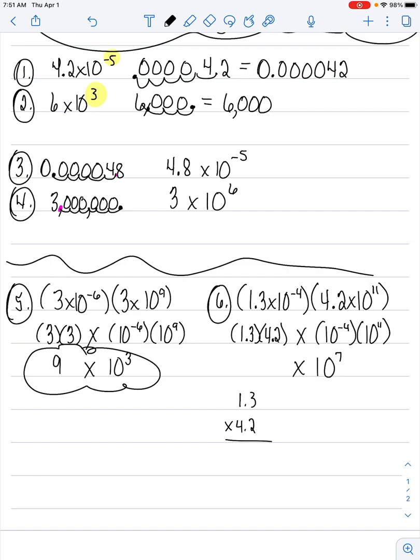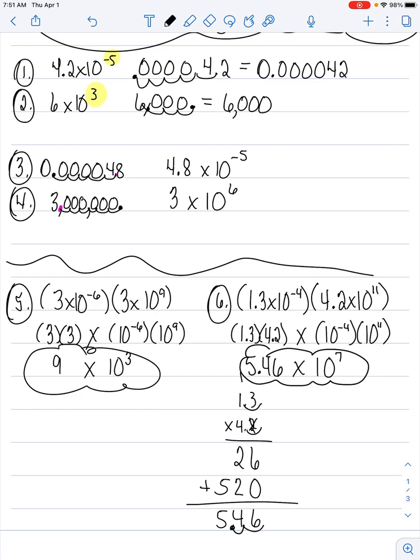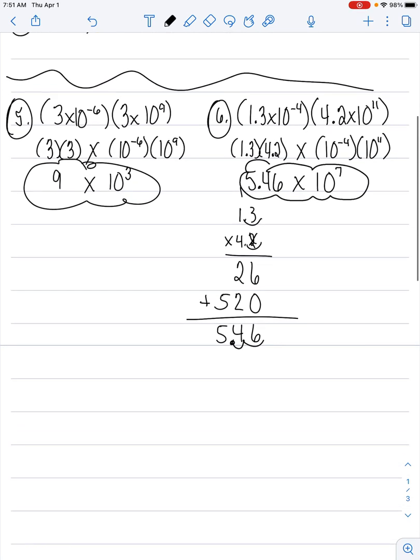The way I do it is I do 2 times 3 is 6, 2 times 1 is 2. Now, I've multiplied by 2, so now 4 times 3 is 12. Put down the 2, carry the 1. 4 times 1 is 4, plus 1 is 5. And then I add those: 6, 4, 5. But then I have to do my decimals. 1, 2, 1, 2. So my answer is 5.46 times 10 to the 7th power. So that's how you multiply scientific notation.